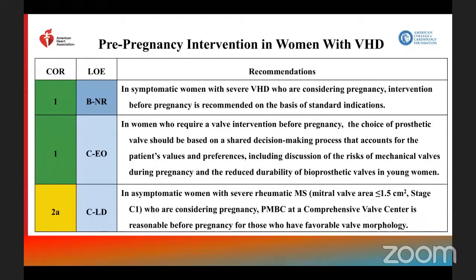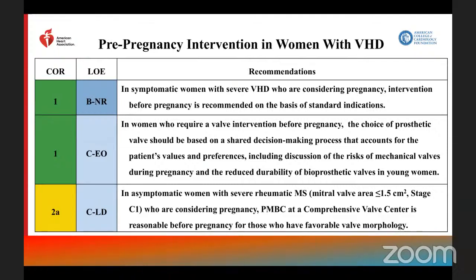For pre-pregnancy intervention in women with valvular heart disease, in symptomatic women with severe valvular heart disease who are considering pregnancy, intervention before pregnancy is recommended on the basis of standard indication as a class 1. In women who require a valve intervention before pregnancy, the choice of prosthetic valve should be based on a shared decision-making process that accounts for the patient's values and preferences, including discussion of the risk of mechanical valves during pregnancy and the reduced durability of bioprosthetic valves in young women as a class 1.